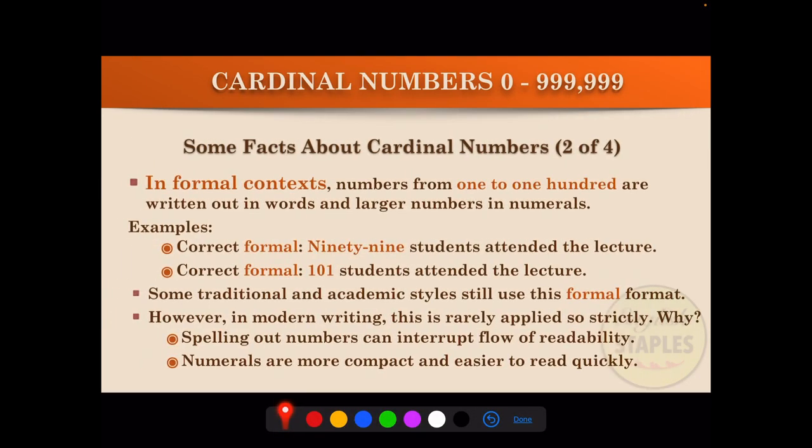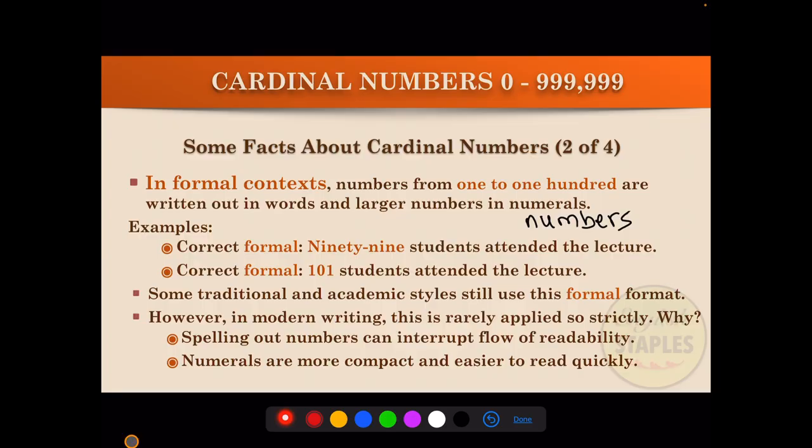In formal contexts, numbers from 1 to 100 are written out in words and larger numbers in numerals. When we talk about numerals, we mean numbers. Examples, the correct form for the formal context: Ninety-nine students attended the lecture.